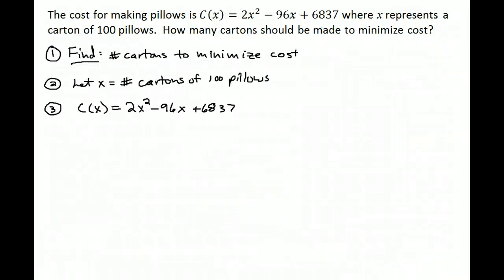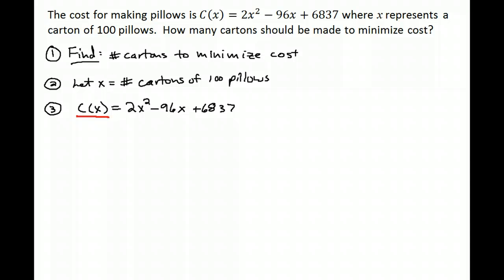Alright, here's our last problem. The cost for making pillows is C of x equals 2x squared minus 96x plus 6,837, where x represents a carton of 100 pillows. How many cartons should be made to minimize the cost? Now you can see I've written my find statement, my let statement, and my equation because all of them came directly from the problem.